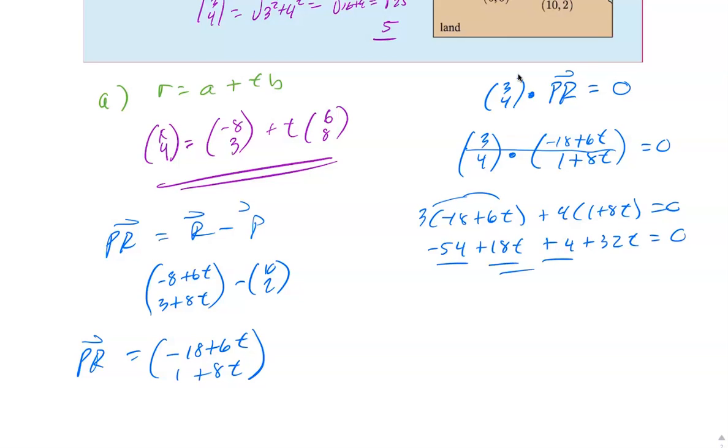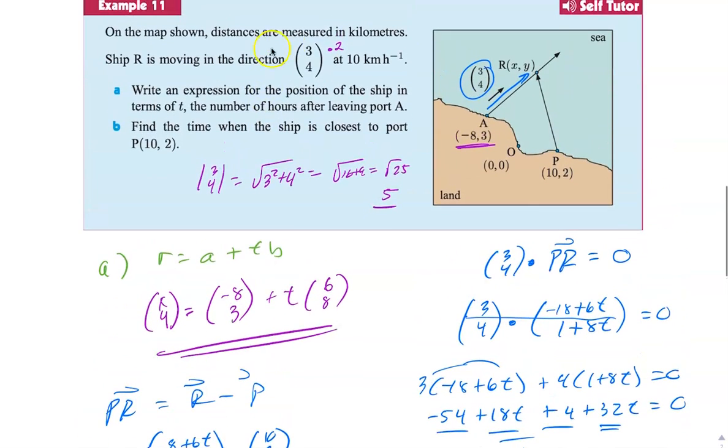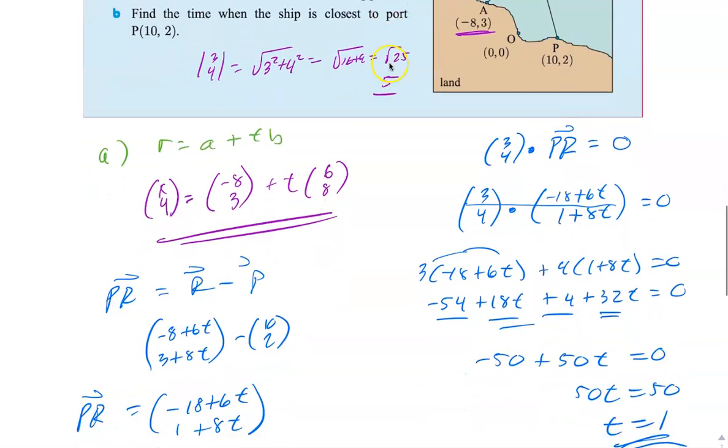Add up like terms. I get -50 + 50t equals 0. So 50t equals 50, t equals 1. Now in this case, that's all the question was. At what time is it? So is that 1 minute? 1 hour? Kilometers per hour, so 1 hour.